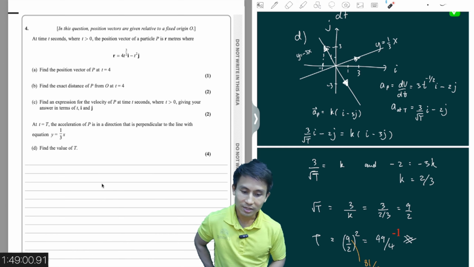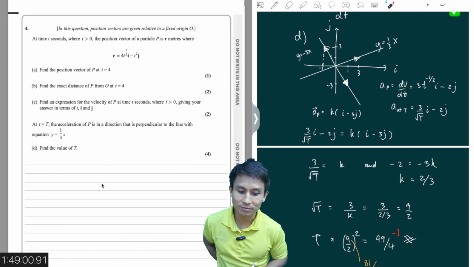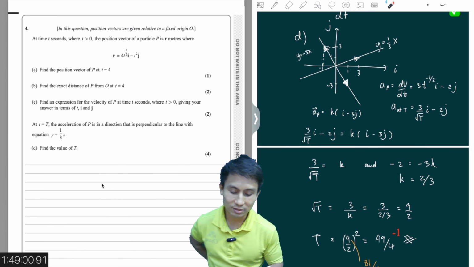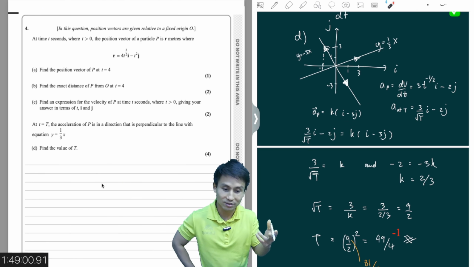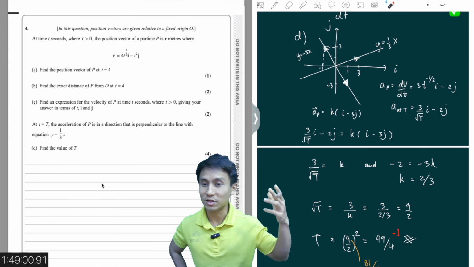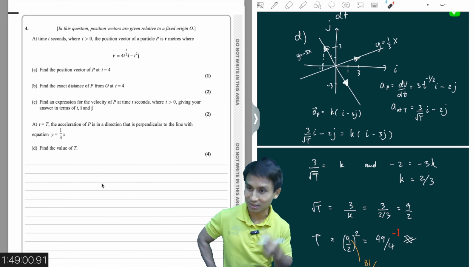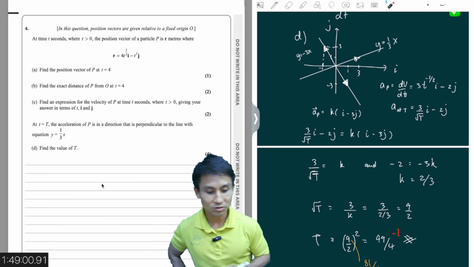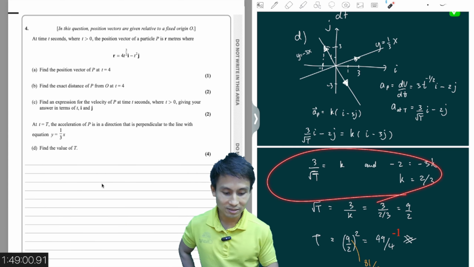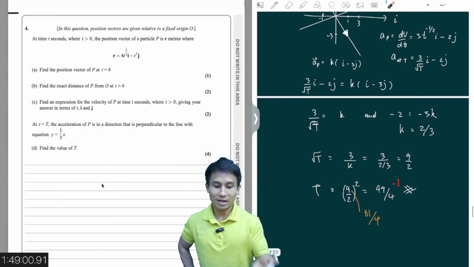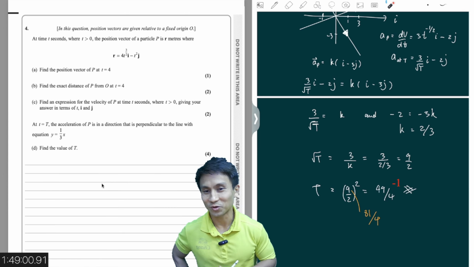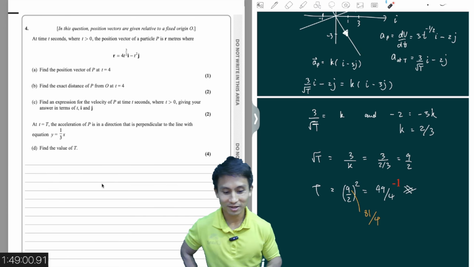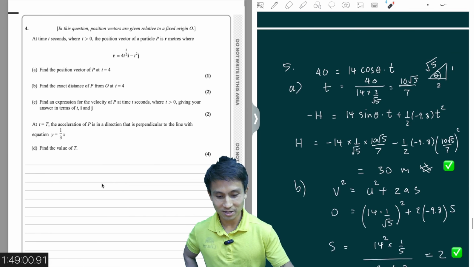And then the key thing here is to use vector method, because when a is in the direction of that vector, it means that a is put equal to k times that vector. That's the key part that I need to stress here. And you solve simultaneously, you get t, and I made a stupid mistake there. 9 squared is 49? That's wrong. It should be 81. And that should be it for that one.